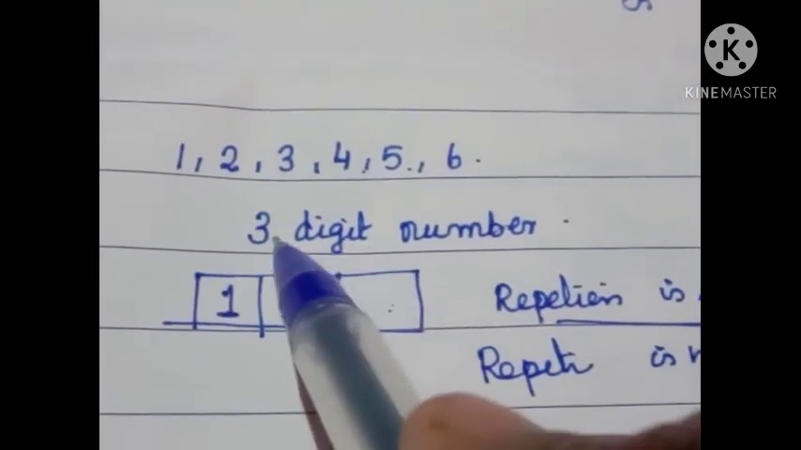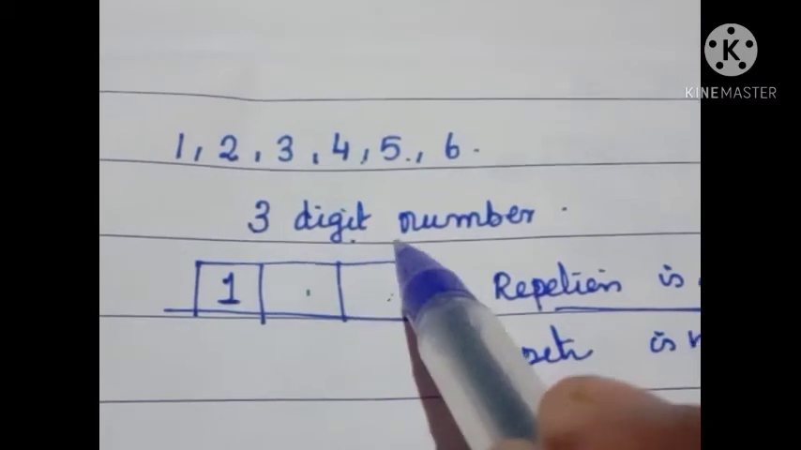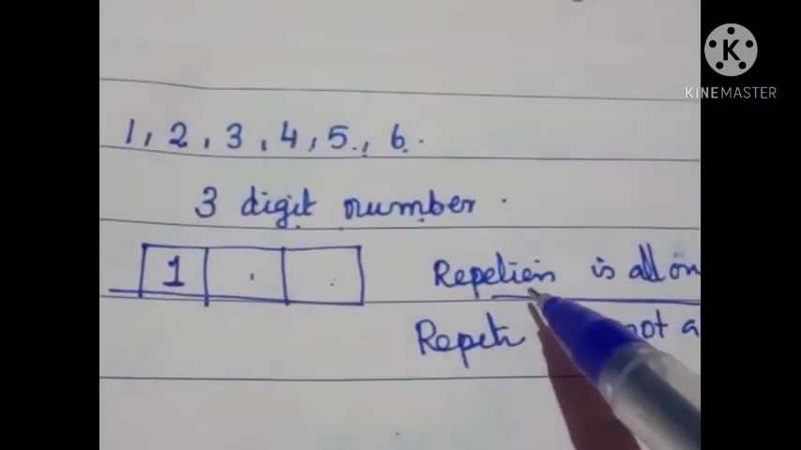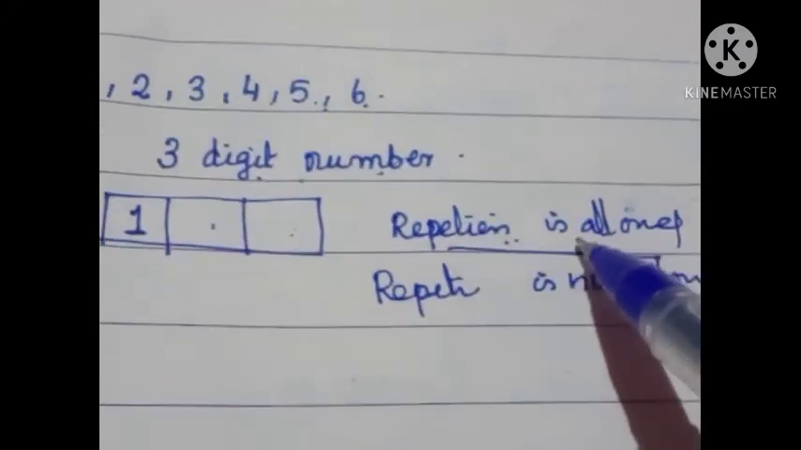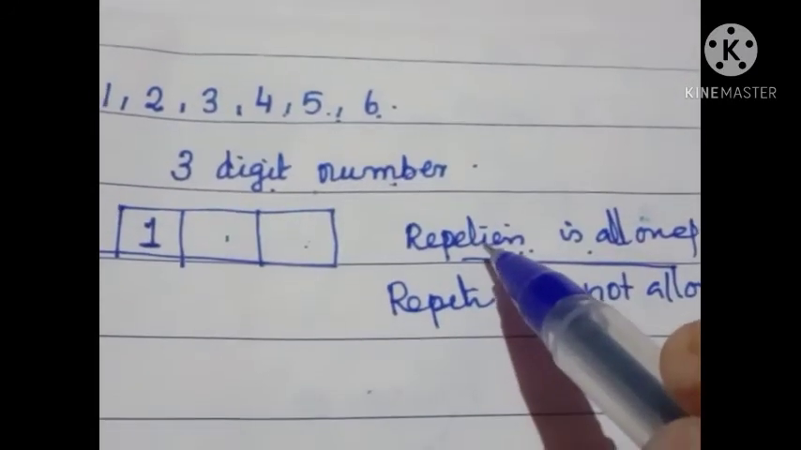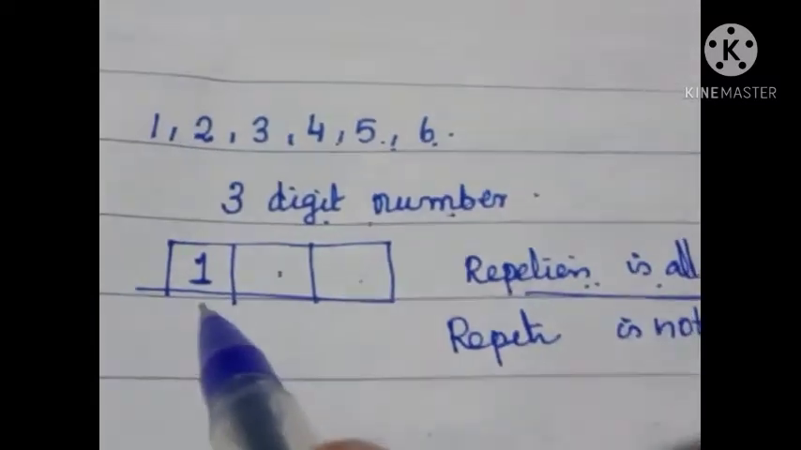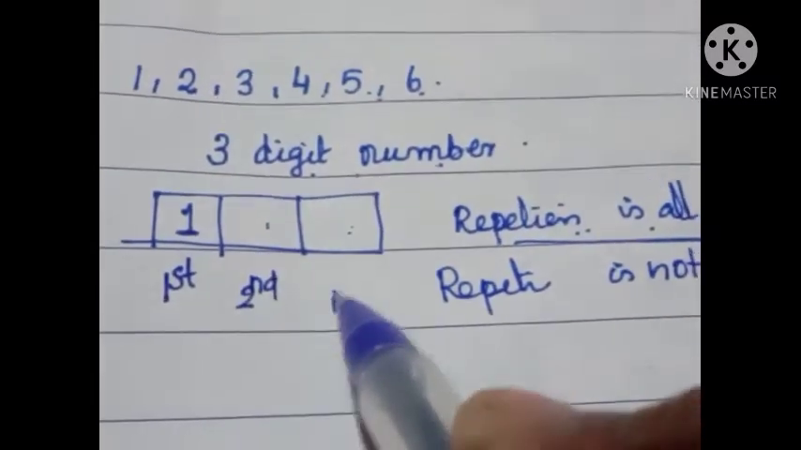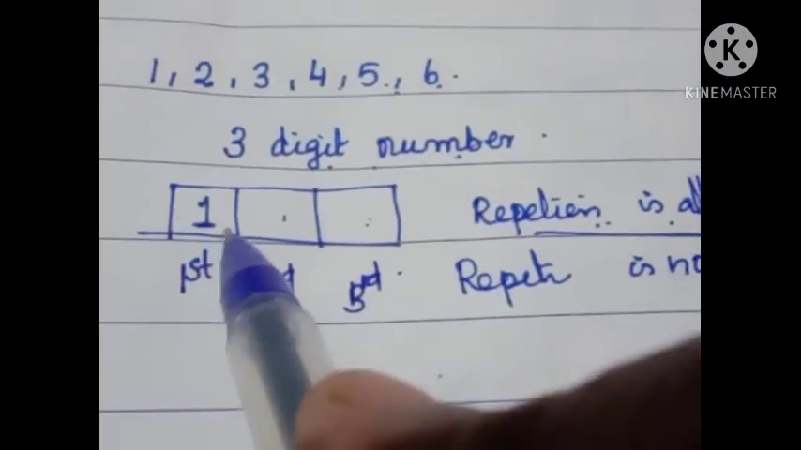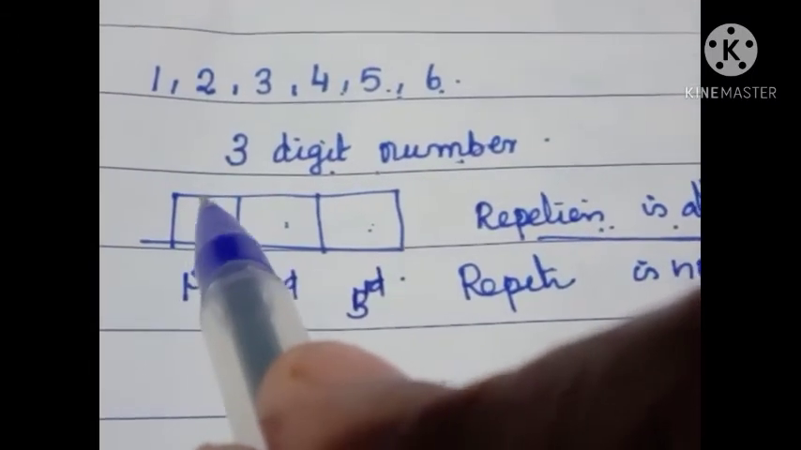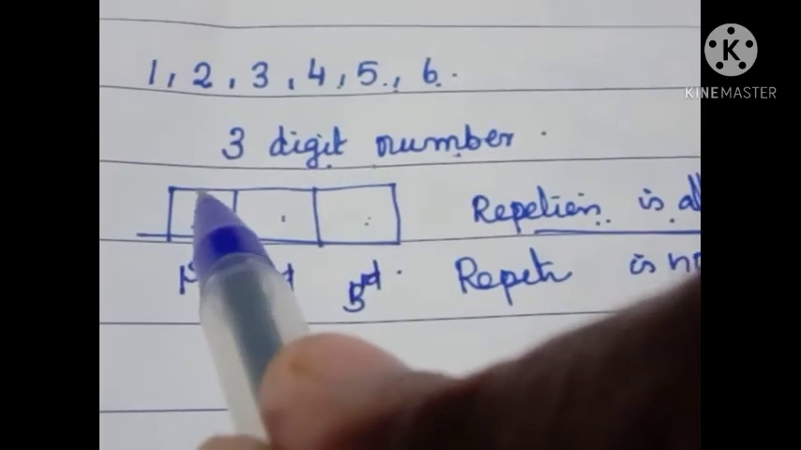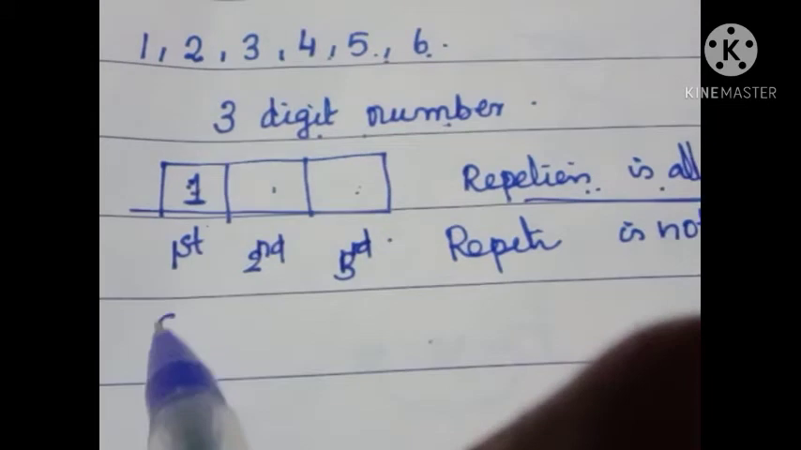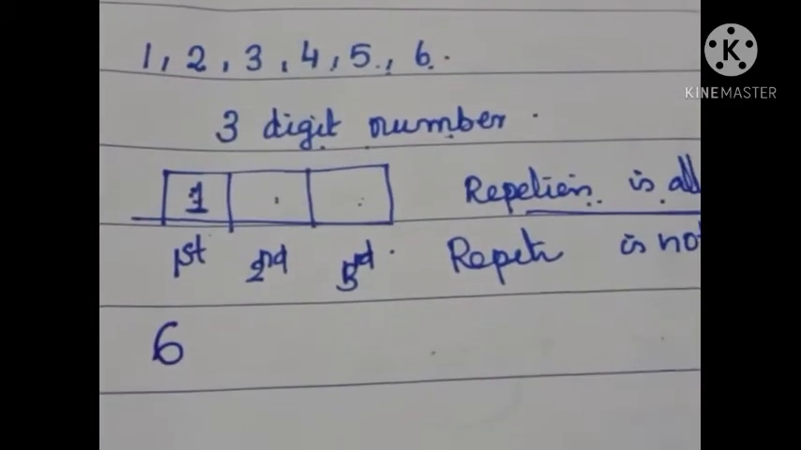Anyway, we need to find 3-digit numbers using these 6 different digits. So listen, in this case, repetition is allowed. This is the first place, this is the second place, and this is the third place. In the first place, we can write any digit: 1, 2, 3, 4, 5, 6. So the first place can be filled in 6 ways, isn't it?